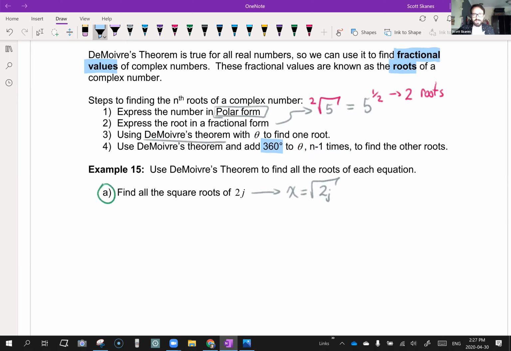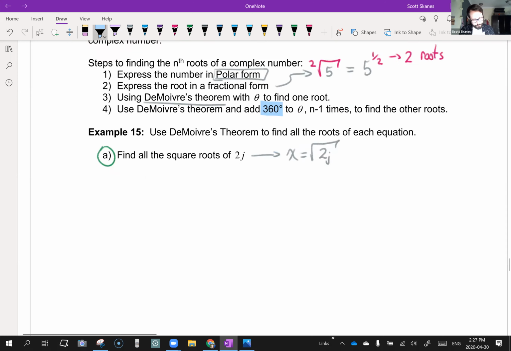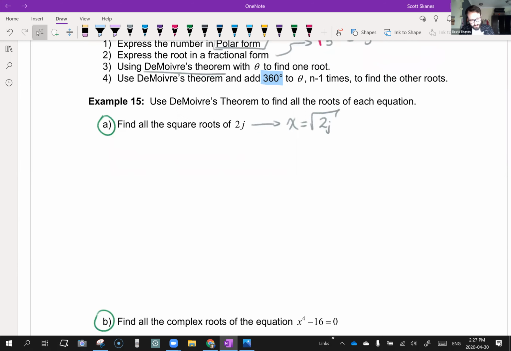This probably doesn't make any sense to you yet, so let me do an example so that you can see how it all comes together, okay? So find all square roots of 2j. First things first, we need polar form. What is 2j in polar form?